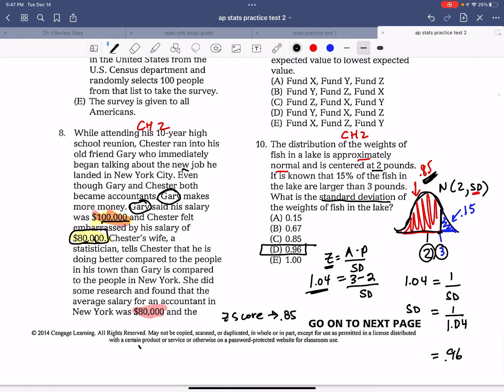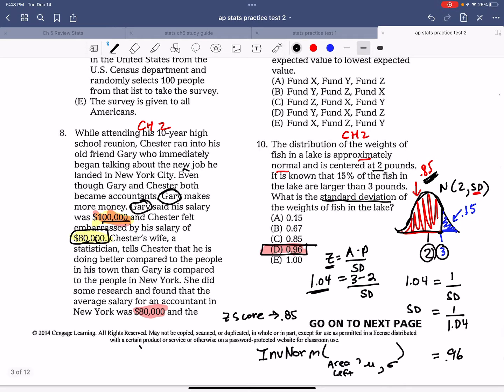Now, can we double check this, or can we work, since we have our choices, can we work it backwards? Absolutely. So if you go to inverse normal, it asks for the area under the curve to the left, the mean, and the standard deviation. So we think our answer is 0.96. So the area under the curve to the left is 85%. And the mean we know is 2, and the standard deviation we believe is this, and you should get an answer of 3, that's this location.